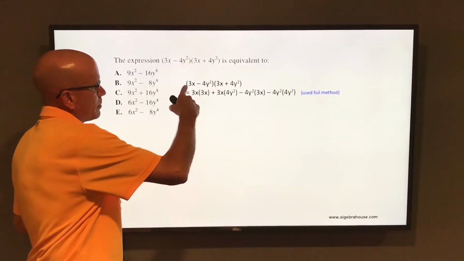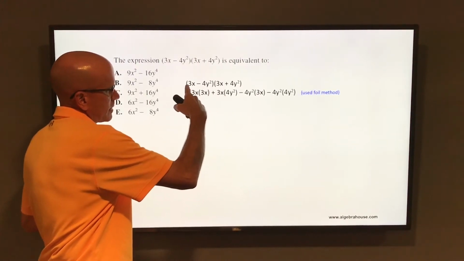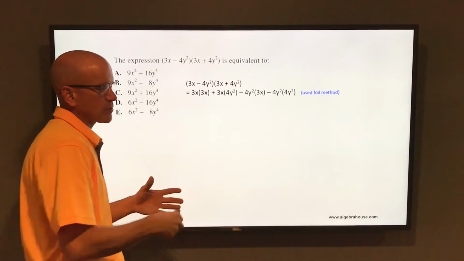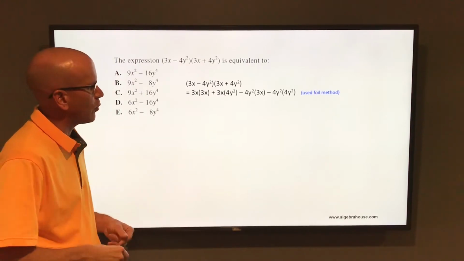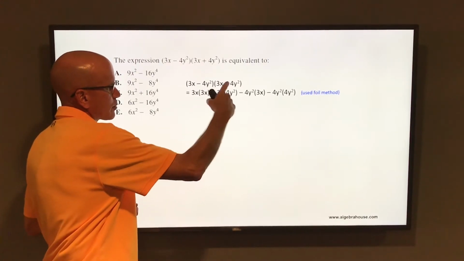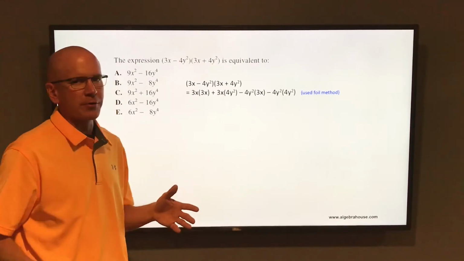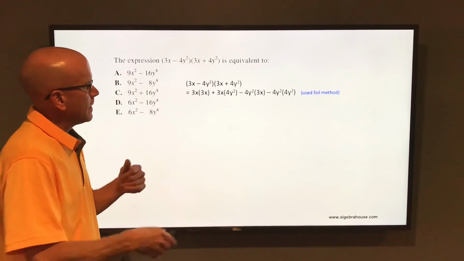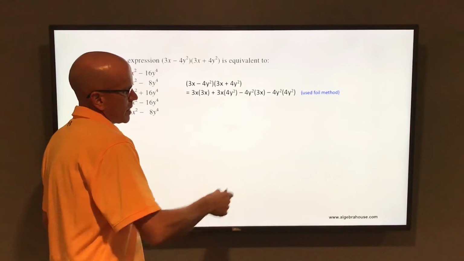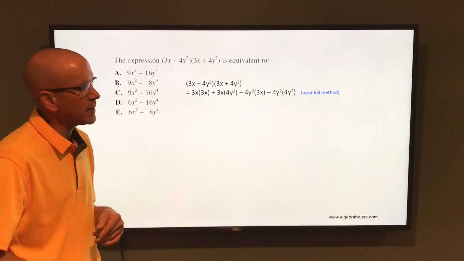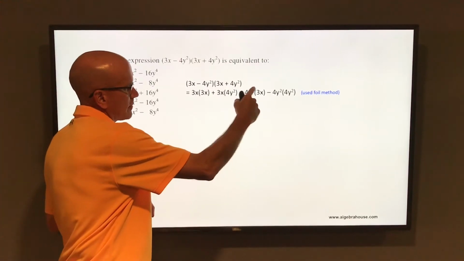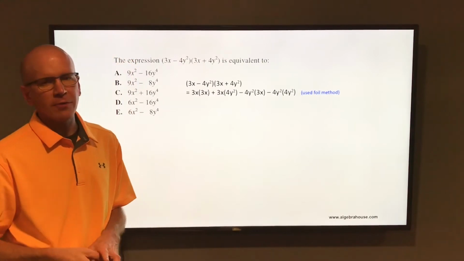If you think of the distributive property, you would distribute the 3x to the second set of parentheses. Take 3x times 3x. Those would be the first terms of your glorious FOIL method. And then distribute the 3x to the 4y squared. Those are the outer terms of the FOIL method. Distribute the negative 4y squared to the 3x. Those are the inner terms of the FOIL method. And distribute the negative 4y squared to the 4y squared. Those are the last terms of the FOIL method.